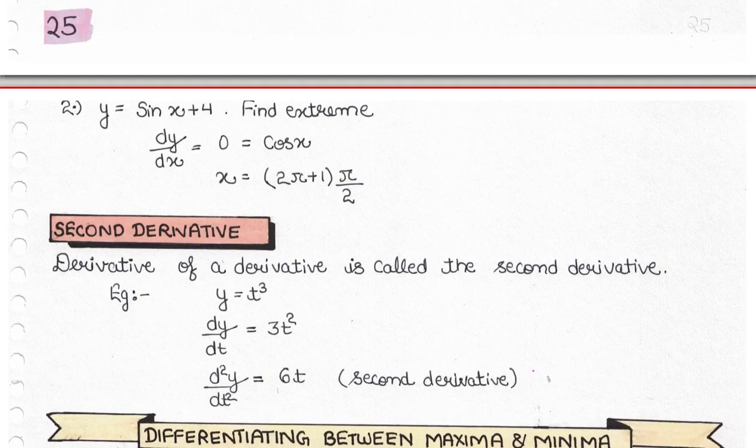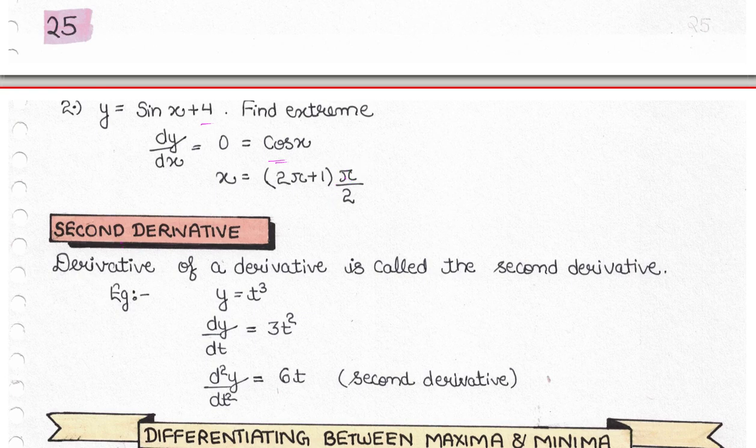Now if we have a function like y is equal to sin x plus 4, then find the extreme. So dy/dx is equal to 0, or dy/dx is equal to cos x, and from here we can find x is equal to 2 pi plus 1 into pi by 2.